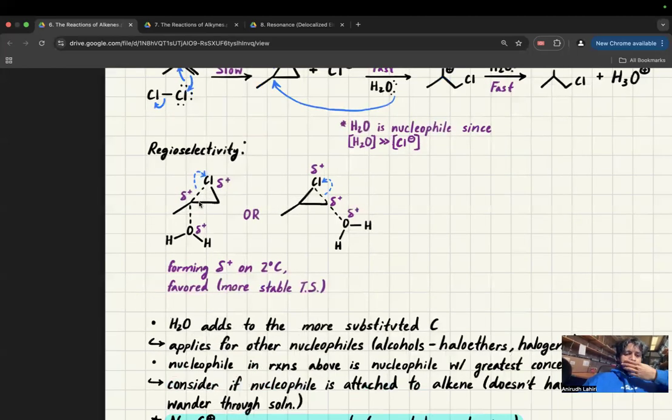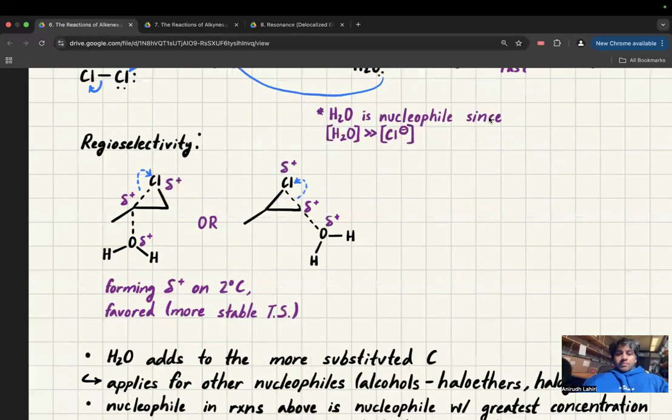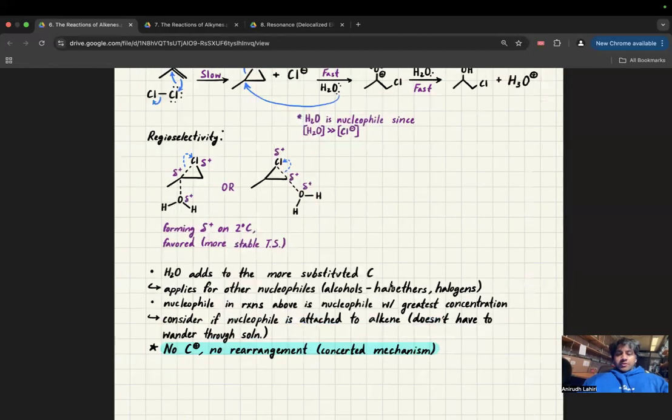What's happening here is that this bond, this three-membered ring, is so unstable, it's actually breaking before this even attacks. So with that, we're forming a partial positive here that's greater than the partial positive that would be formed here, because this is the more stable position to form a partial positive. It's a more stable carbocation position. Okay, cool. So this applies for other nucleophiles too.